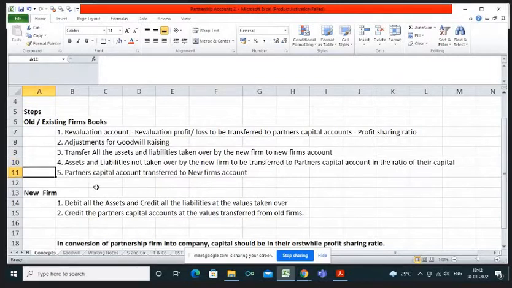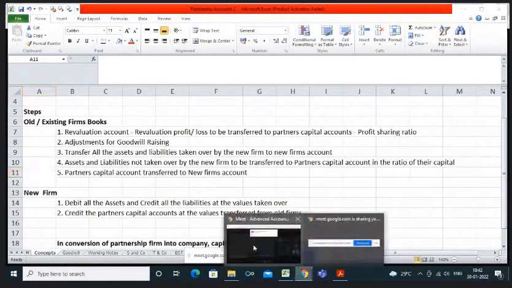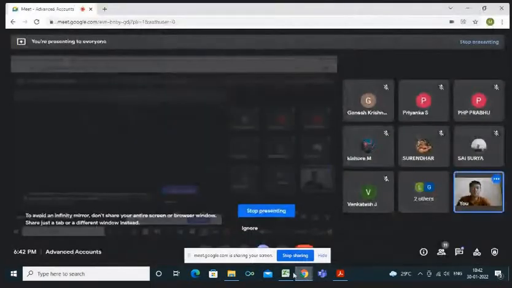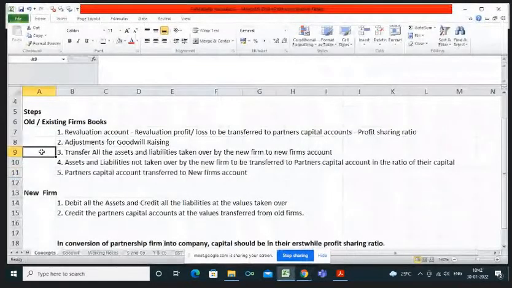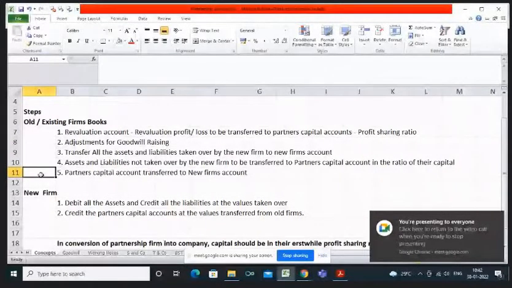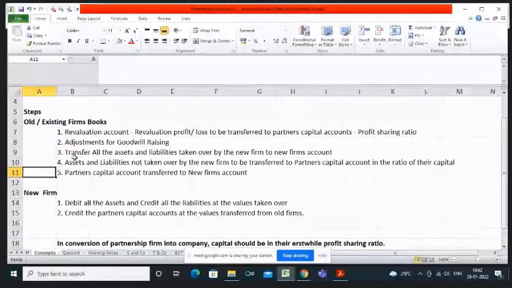Then the final step is that the partners' capital accounts also should be transferred to the new firm's account. So now we have dealt with all the assets and liabilities. The remaining item will be only the partners' capital. That will be the last step. It will also be transferred to the new firm's account. In this way, all the assets, liabilities and partners' capital accounts, everything will be closed. So our existing firm's books will be closed. It will be zero.